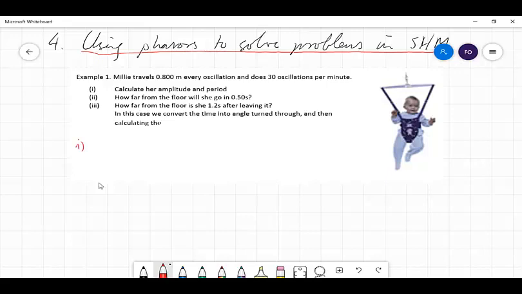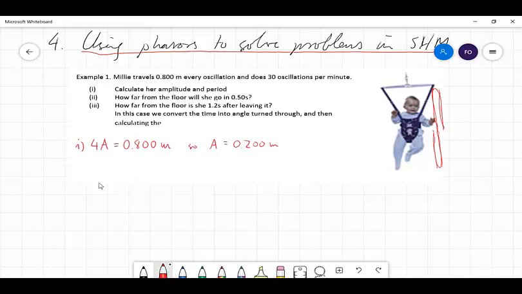Amplitude: if she travels 0.8 meters every oscillation, that means in one oscillation she's going to go down and then back up, and then up and then back down. So 1 amplitude, 2 amplitudes, 3 amplitudes, 4 amplitudes. So 4A is going to be equal to 0.8 meters, which means that A is equal to 0.200 meters.